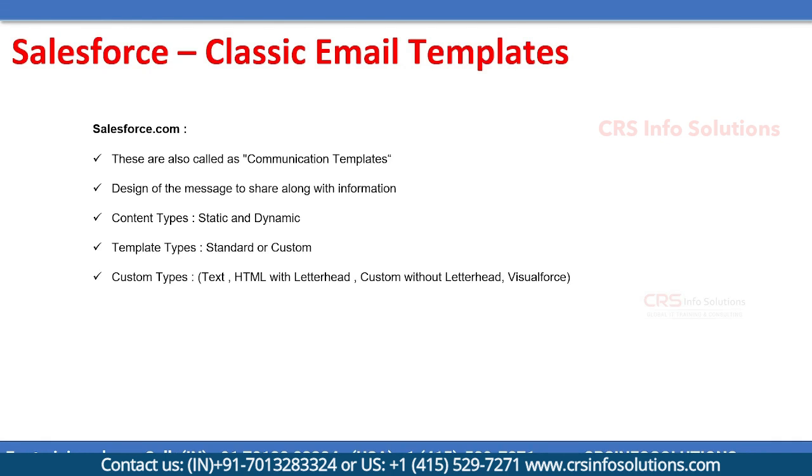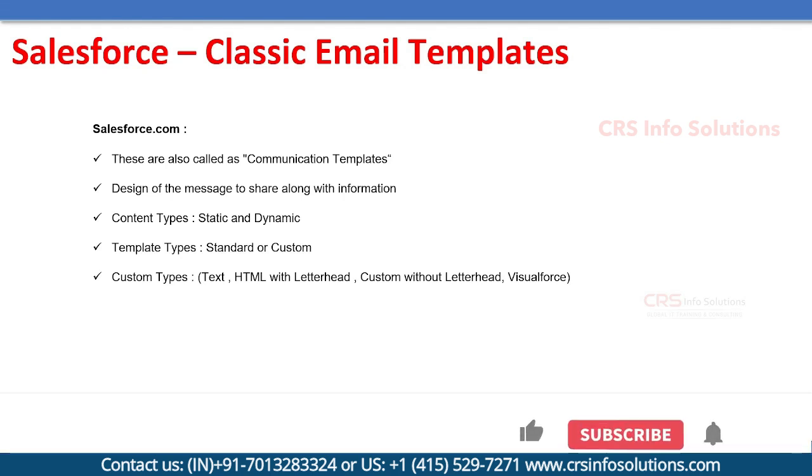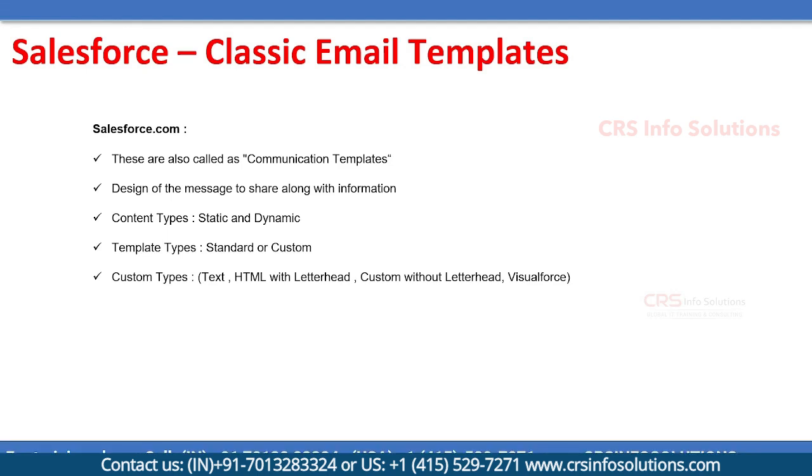There are two content types available: one is static and one is dynamic. And there are two types of templates: one is standard and one is custom. In custom, we have four types of email templates. One is text, second is HTML with letterhead, third is custom without letterhead, and fourth is Visualforce page. Standard templates are given by Salesforce, and you can use them if you have a specific requirement. Let's see a small demo on how to use the classic email templates.